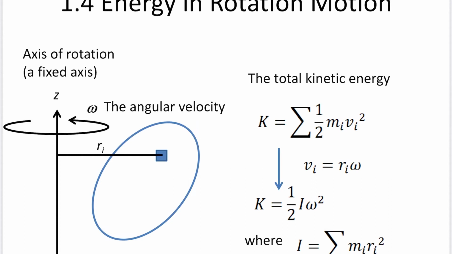In this session, we are going to find the energy in rotational motion. So we are going to discover the kinetic energy of a rigid body object. We consider this blue shape of the rigid body object. This object is making circular motions around the axis of rotation.